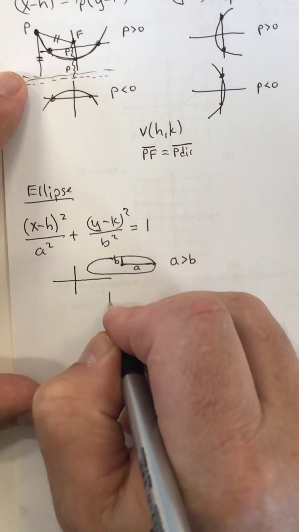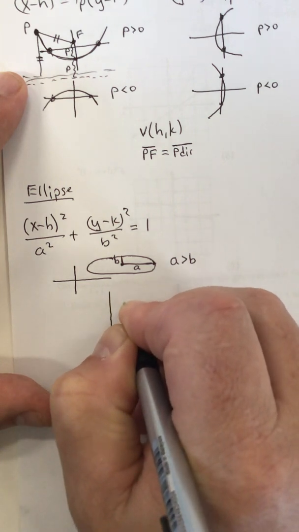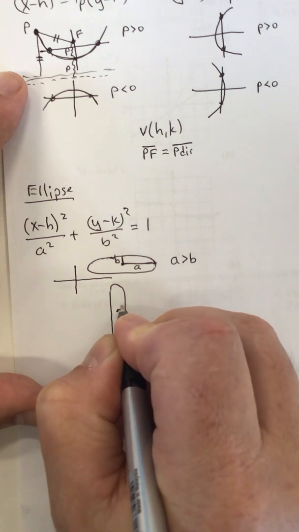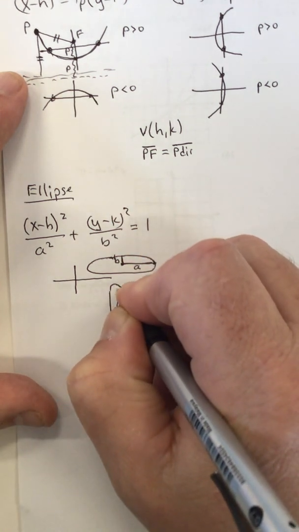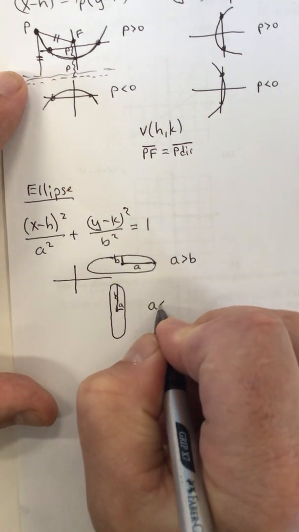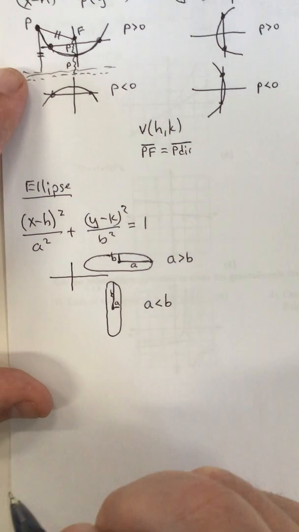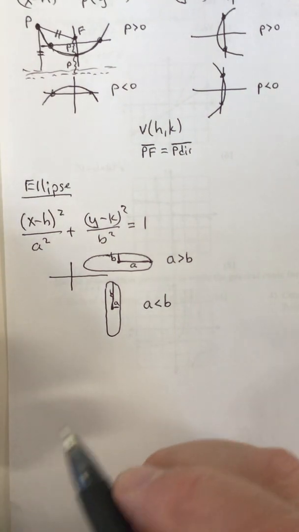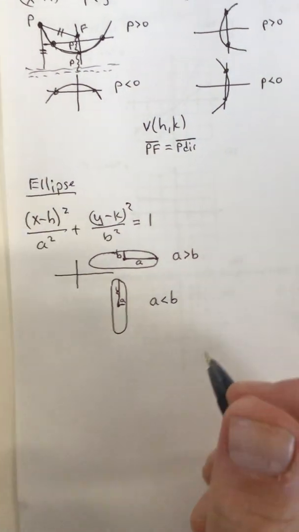Okay, it could be like this. There's the center. Now the x is short and the y is long. So it looks like this when a is smaller than b, when b is bigger. Okay, these also have a focus. In fact, they have two foci.